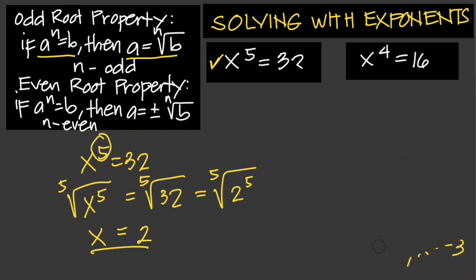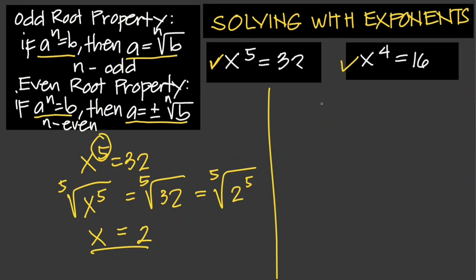The even root property states that if a to the n is equal to b, then a is equal to plus or minus the nth root of b when n is even. Let's try this example: x to the 4th equals 16. Since 4 is an even number, we use the even root property.